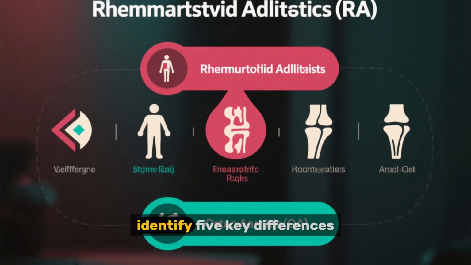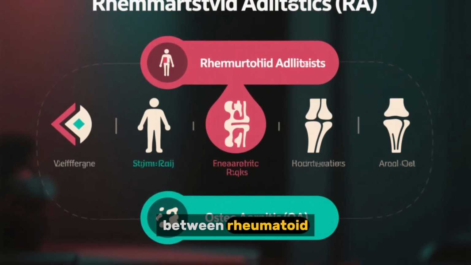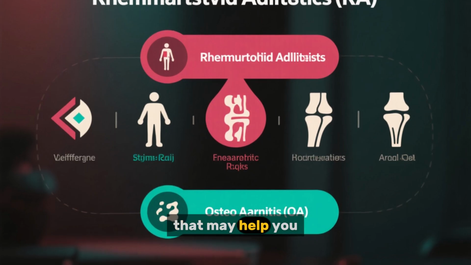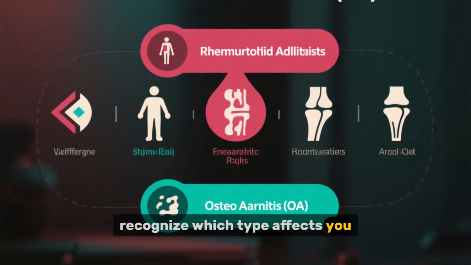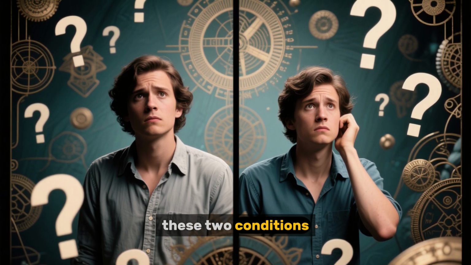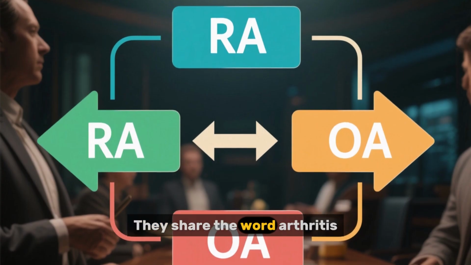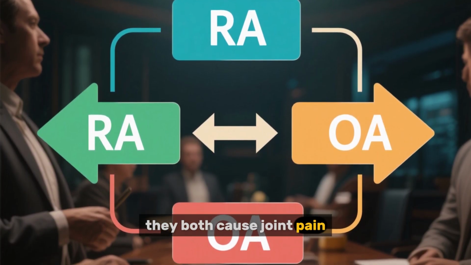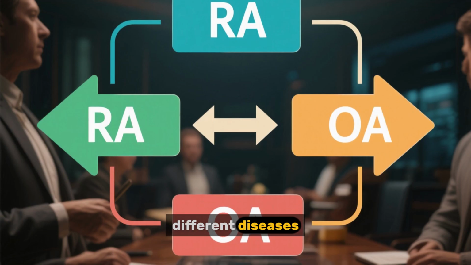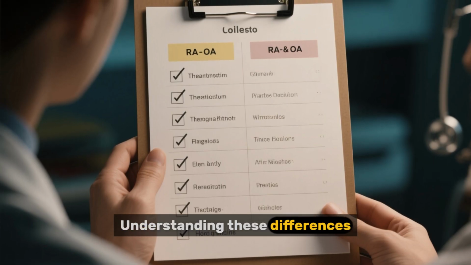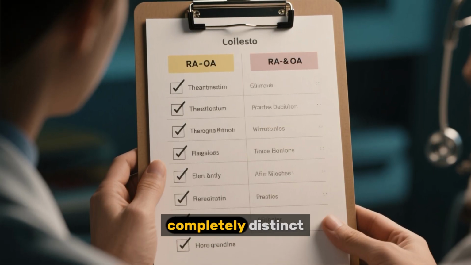Medical experts identify 5 key differences between rheumatoid arthritis and osteoarthritis that may help you recognize which type affects you. If you've been confused about these two conditions, you're not alone. They share the word arthritis. They both cause joint pain, but they're fundamentally different diseases. Understanding these differences matters because the treatment approaches are completely distinct.